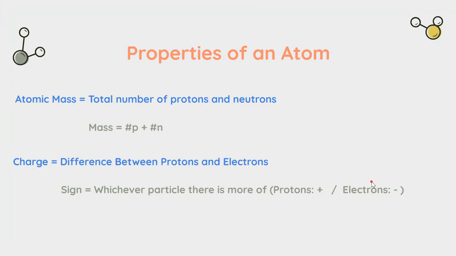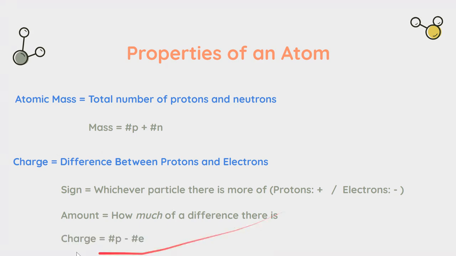So if we have, say, 7 protons and 10 electrons, I would say we have a negative charge overall because there's more electrons. And the amount of charge is how much of a difference there is. So again, if we have 7 protons and 10 electrons, I would say this is a negative 3 charge because there's a difference of 3. A quick equation for that is that charge equals number of protons minus number of electrons.